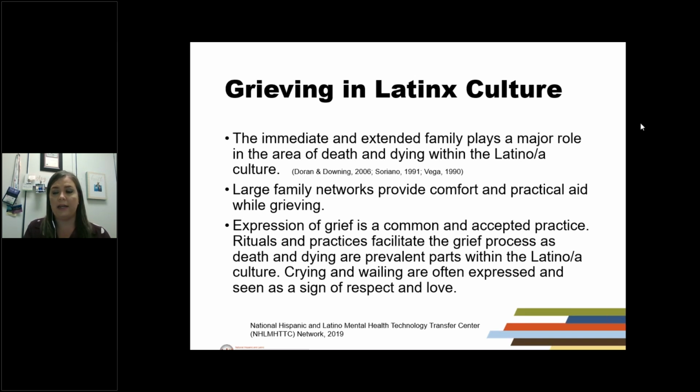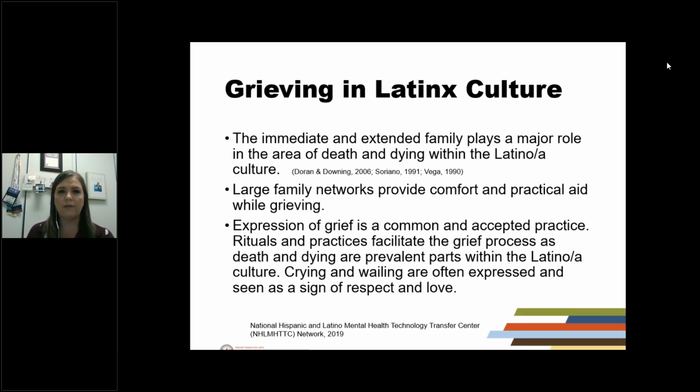Also, the immediate and extended family plays a major role in the area of death and dying within the Latino culture. Large family networks provide comfort and practical aid while grieving. When grief is expressed and practiced in Latinx culture, rituals and practices usually facilitate the grief process, as death and dying are prevalent parts of the Latino culture. Crying and wailing are often seen as a sign of respect and love.